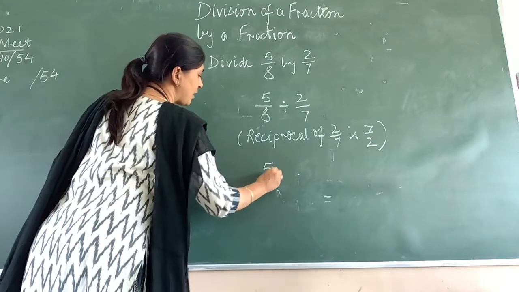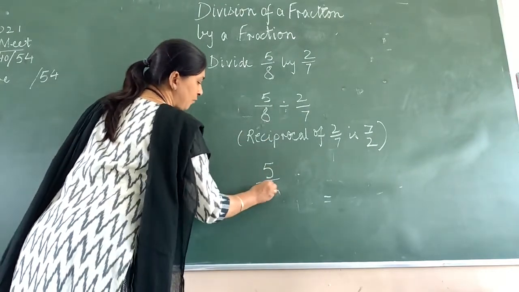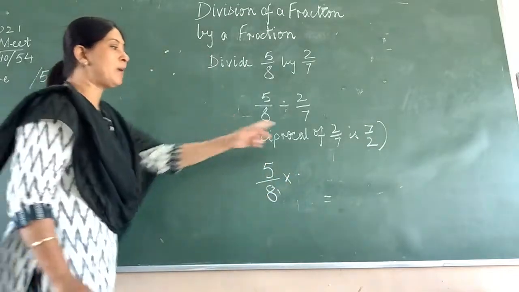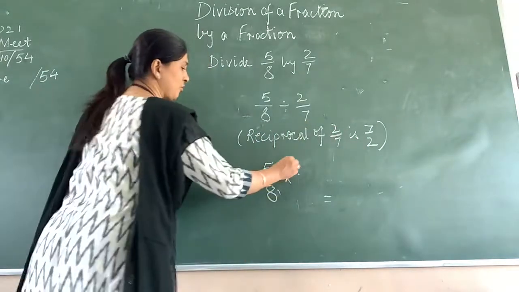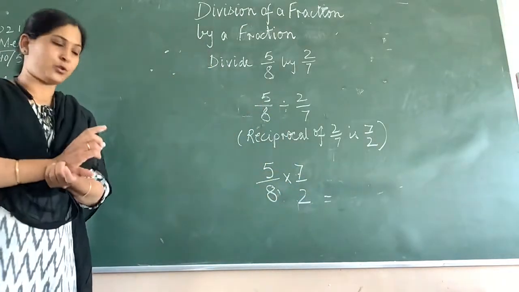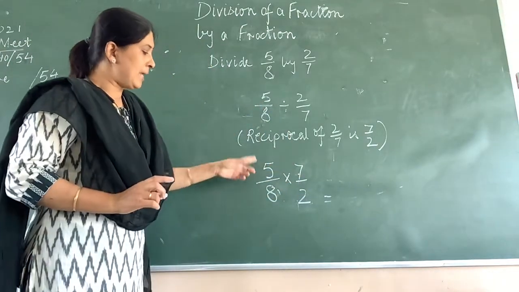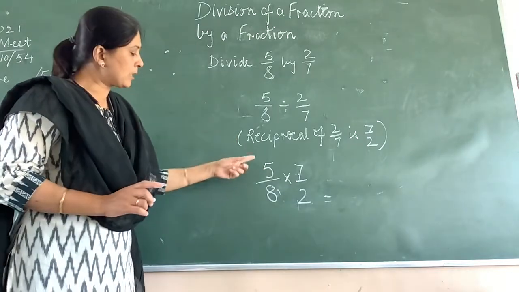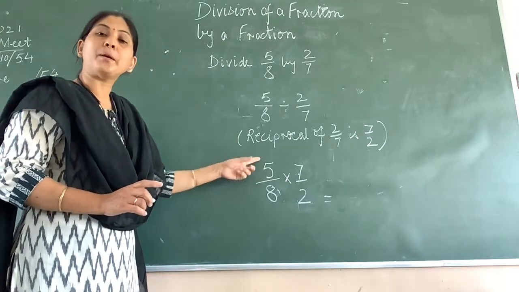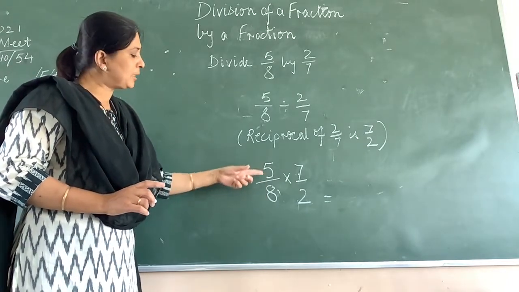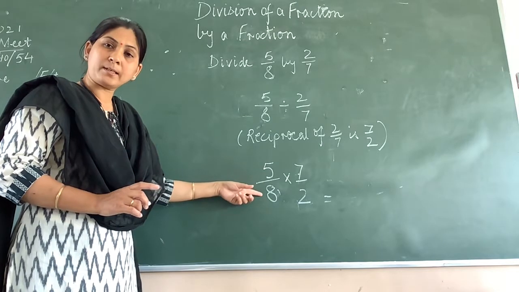Let's write the first fraction. The first fraction is 5 over 8. Let us multiply it now by the reciprocal of the second fraction. The reciprocal of the second fraction is 7 over 2. Now children, is there any numerator and denominator which can be reduced? Now let's check the numerator and denominator of the first fraction. 5 and 8. Do these numbers have any common factor?